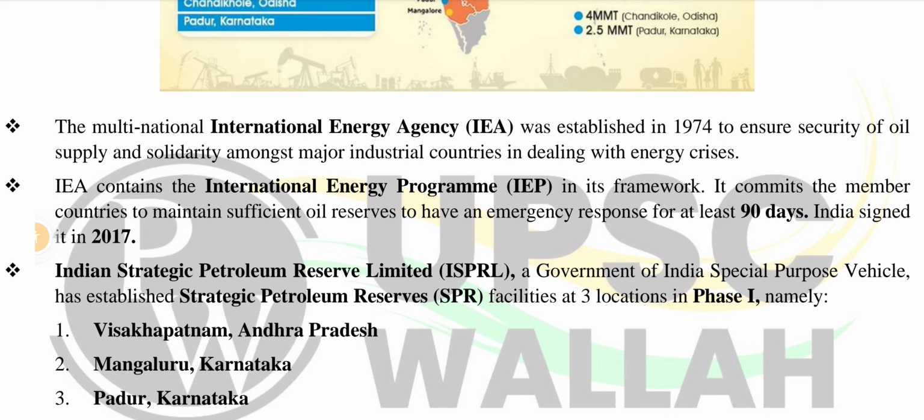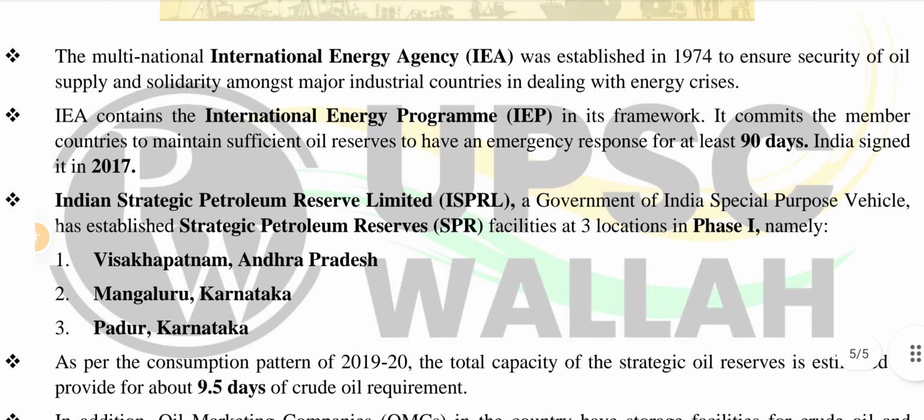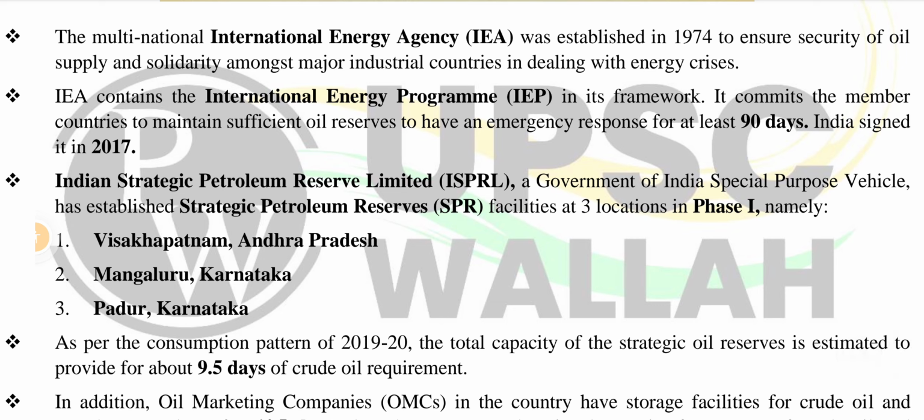International Energy Agency (IEA). The International Energy Agency was established in 1974 to ensure security of oil supply and solidarity amongst major industrial countries in dealing with energy crisis. IEA contains the international energy programs. In its framework, it commits the member countries to maintain sufficient oil reserves for emergency responses for at least 90 days. India signed it in 2017.